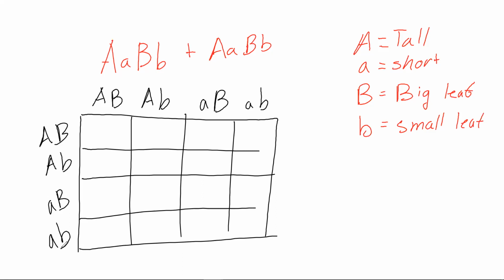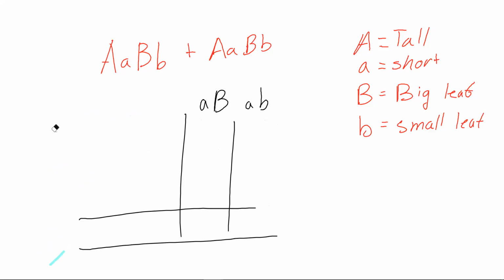When a question asks for the gametes, it's asking for what you're putting into these two rows, not whatever is in here. It's what you're putting into those rows. Hopefully that cleared up some confusion.